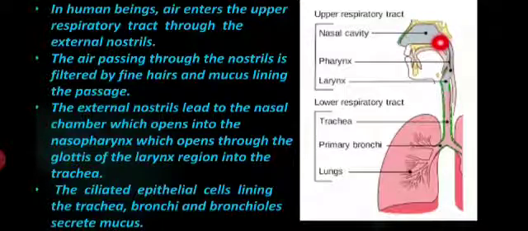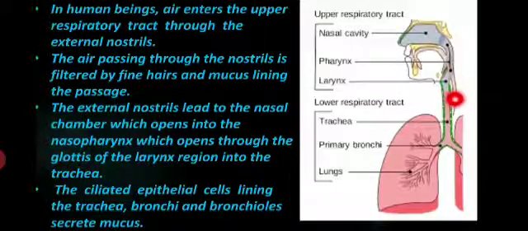So the air passing through the nostrils is filtered by the thin hair present, and the mucus lining of the epithelial layer is also present. This mucus secretion helps to prevent pathogens from entering the body. The external nostrils lead into the nasal chamber, which opens into the nasopharynx, the throat, and this nasopharynx opens through the glottis, epiglottis of the larynx region, into the trachea.